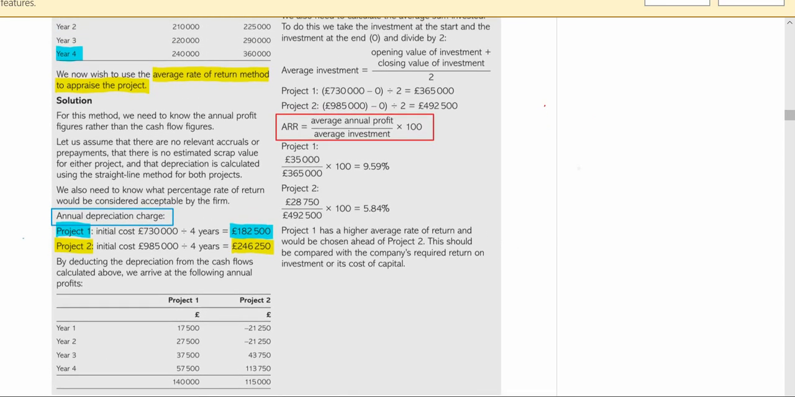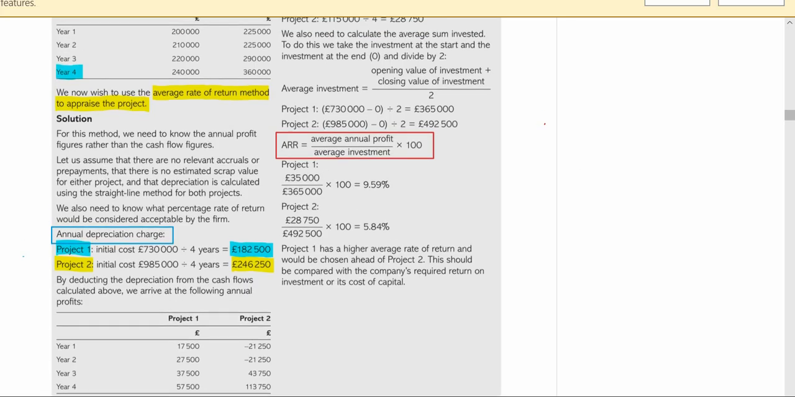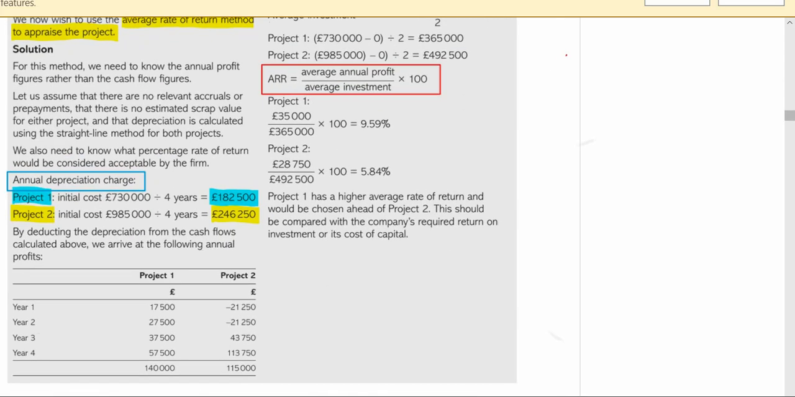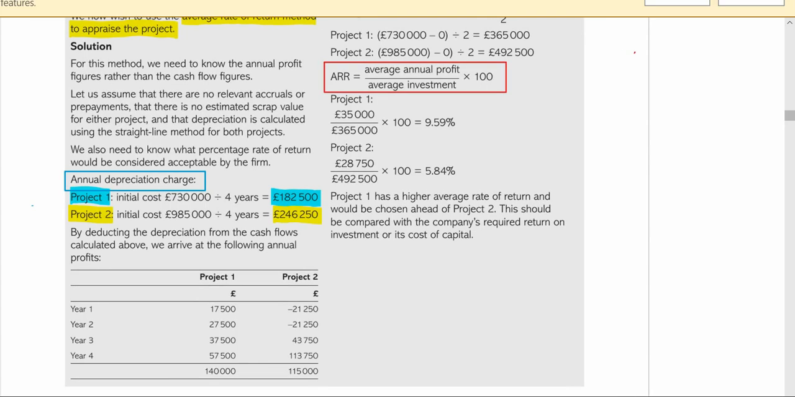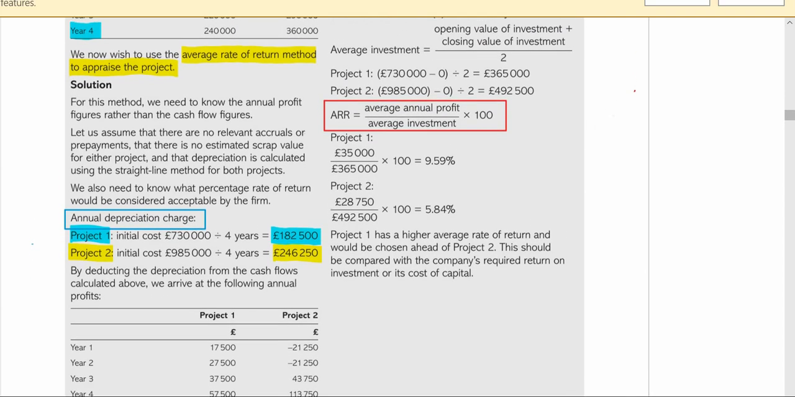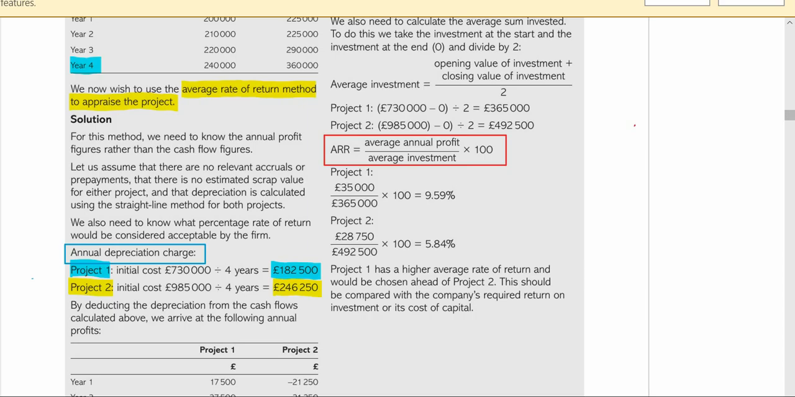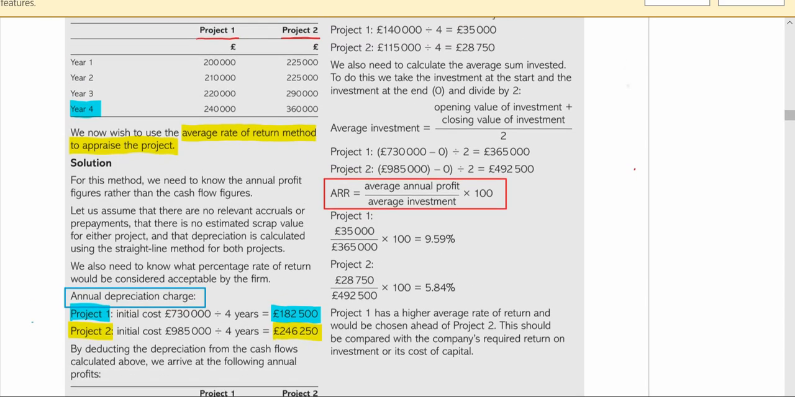Okay, so now we have to calculate the profit. For the calculation of profit, we use the depreciation. Let's start from project 1. In year 1, cash inflow was 200,000. Among the 200,000, what is the depreciation? 182,500. So when we subtract 182,500 from 200,000, what will be the remaining amount?